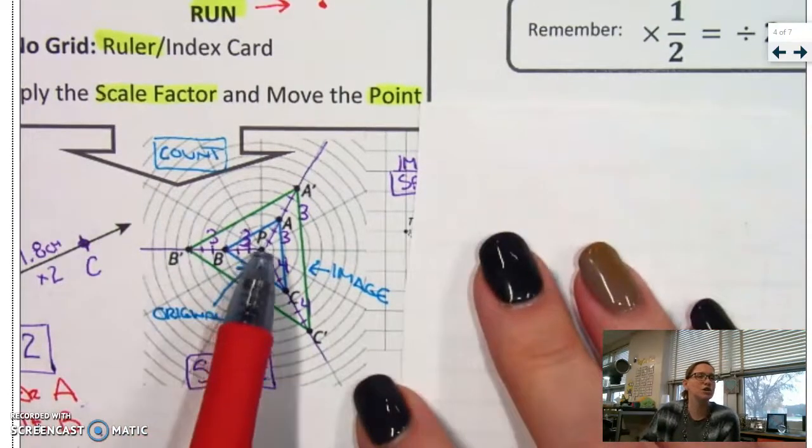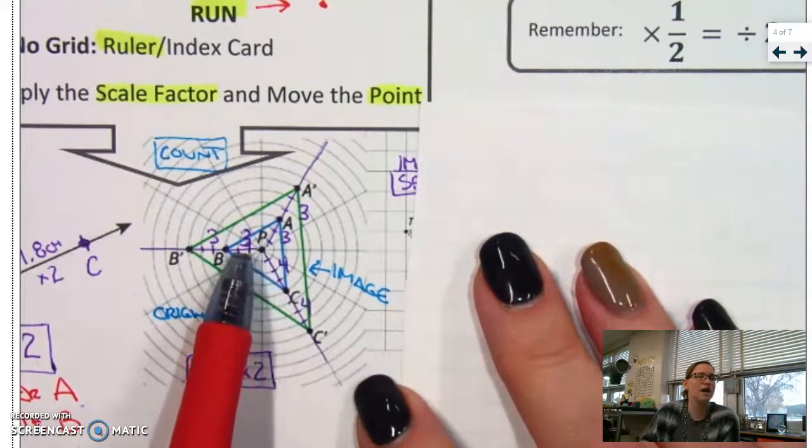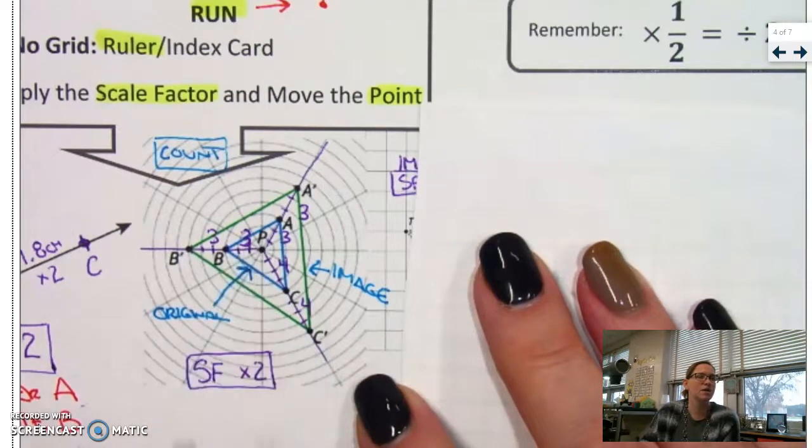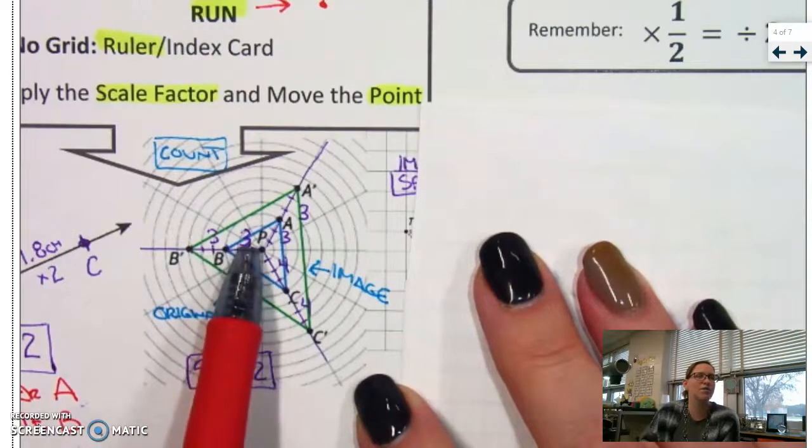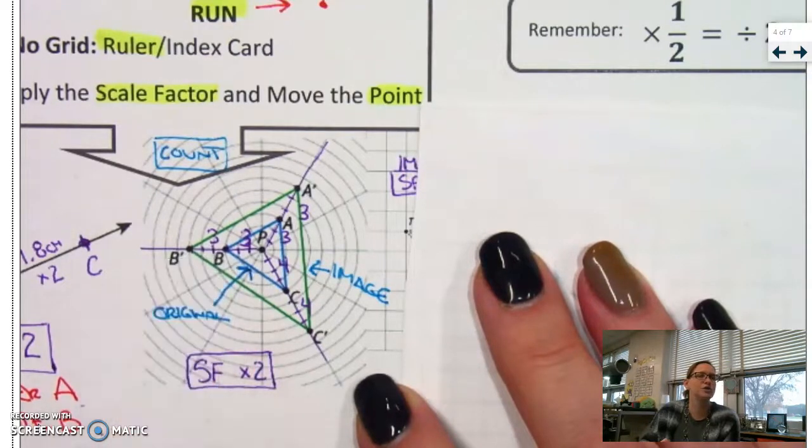So you're going to have to start at the center, and you're going to count out on the lines that you pass to get to B. So if you look here carefully, you can see I passed 1, 2, 3. So 3 lines. If I apply a scale factor of 2, 3 times 2 is 6, or you just add how many groups of 3? 2 groups of 3, and that gets you to your B prime.